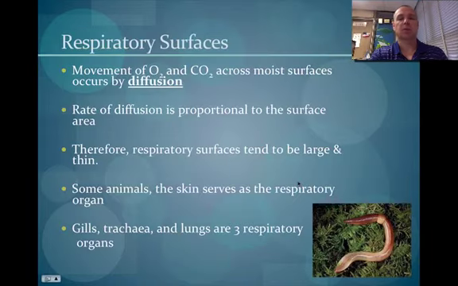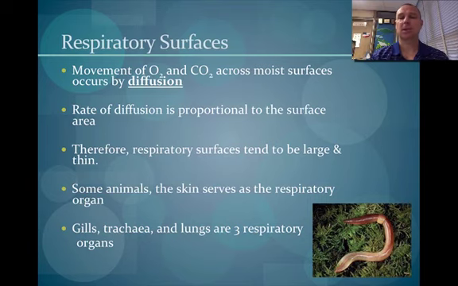Now we talk about respiratory surfaces. Basically what respiratory systems are for is to exchange carbon dioxide for oxygen. And they usually do this by a process of diffusion, just moving from an area of high concentration to an area of low concentration. And the rate of diffusion is very proportional to the surface area. The more surface area you have, the more diffusion that you have occur, the more respiration you have occur. Therefore, a lot of times respiratory systems are very flat and they're very large and thin.